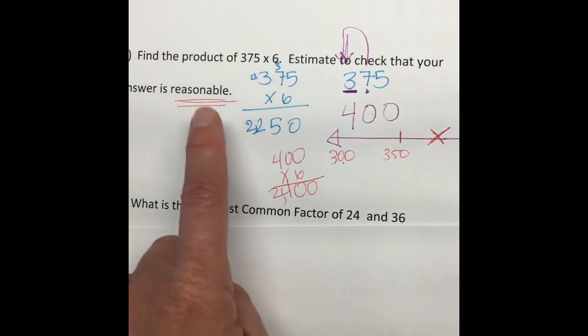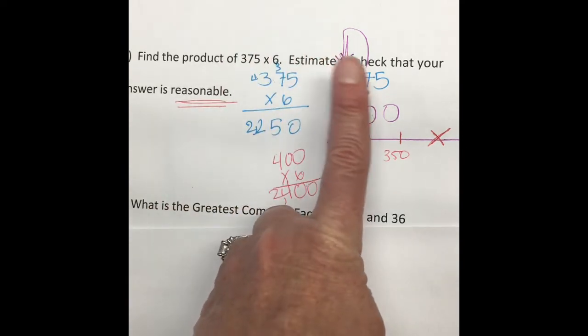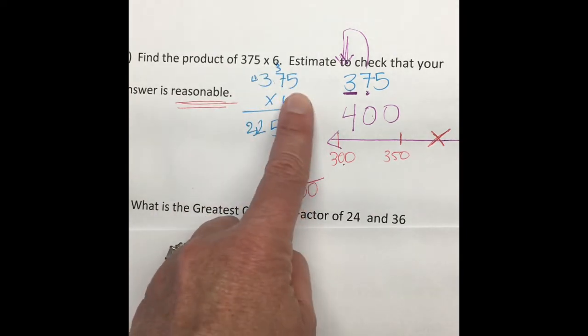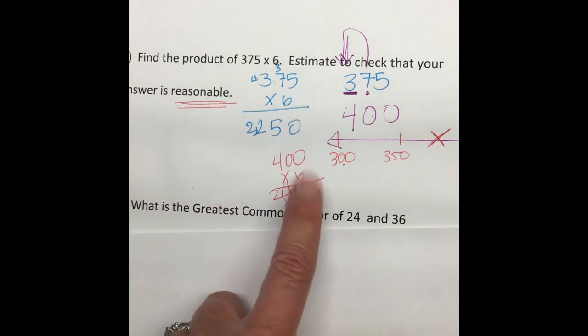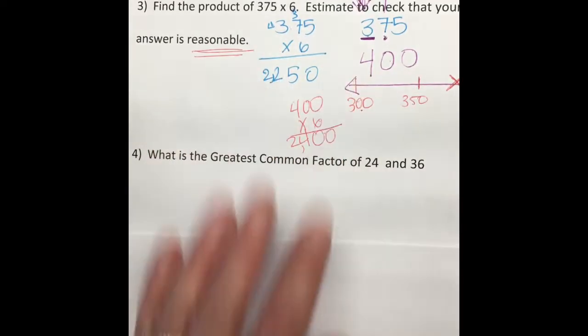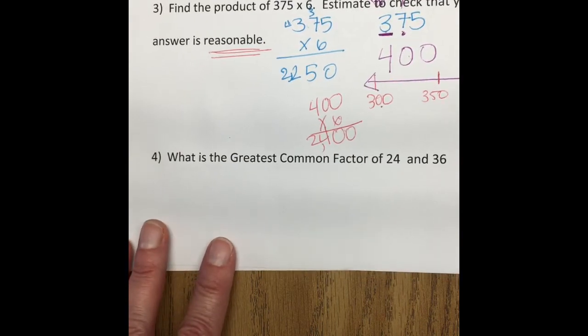Okay, so if it asks you to find the product, and then it asks you to estimate to check that your answer is reasonable, I'm looking for the full algorithm as well as your rounded estimate. Okay? Next question. What is the greatest common factor of 24 and 36?